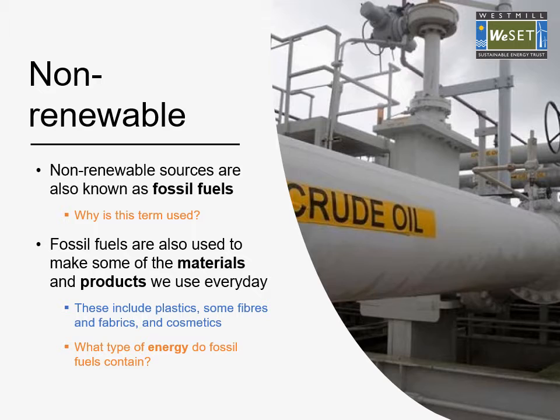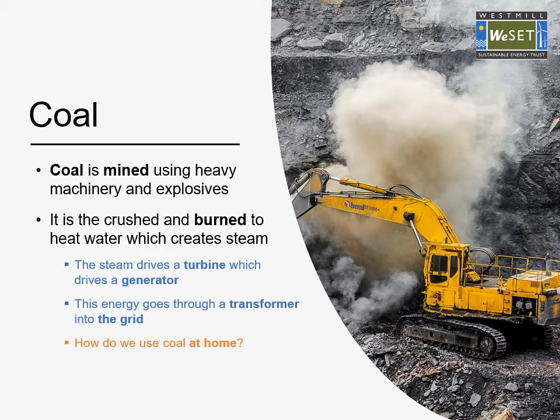So, what type of energy do fossil fuels contain? Fossil fuels contain chemical potential energy. When we think of fossil fuels, we often think of coal. Now, coal is extracted, and this is called mining, and it's done in two distinct ways. The first way that's used is something called surface mining, and this is done in big quarries like the one in the picture, where heavy machinery and explosives are used to remove the coal. The other method is something called pit mining, which is done underground using a network of tunnels and shafts. Both methods are pretty dirty and potentially dangerous processes.